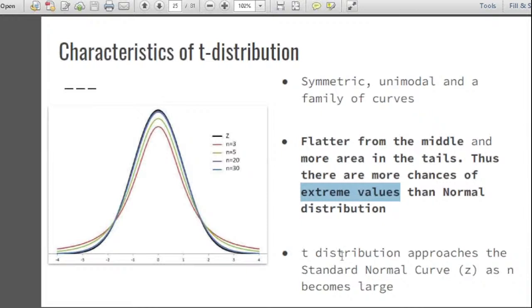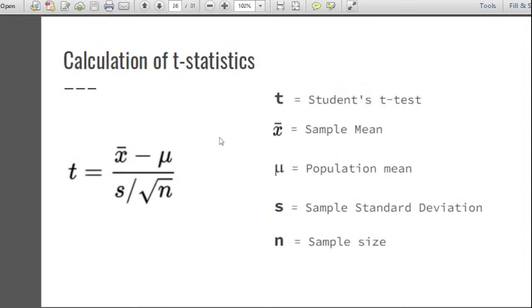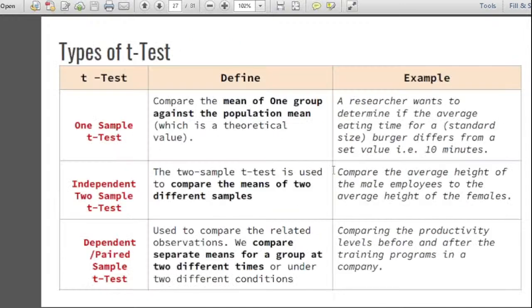The T distribution approaches the standard normal distribution as n becomes large. This also we have discussed, right? Assumptions of the T distribution are the same as the normal distribution. Exactly the same, right? No change. This is the formula for the T distribution. Again, you don't have to remember this.